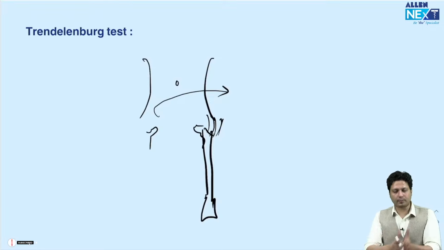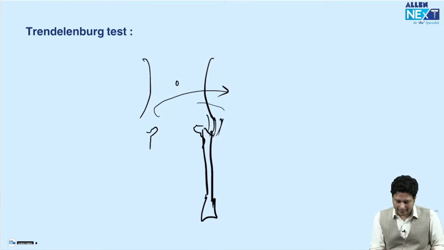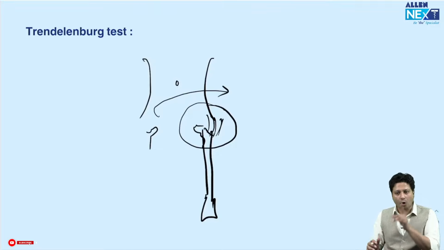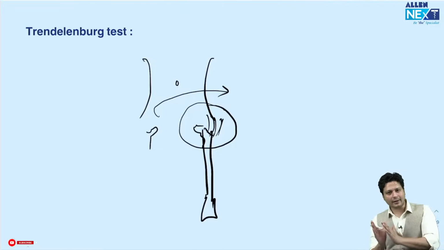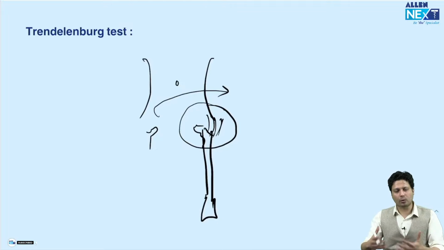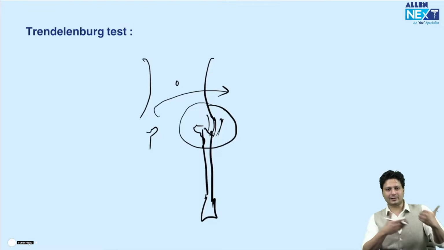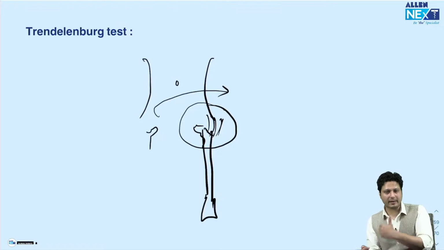Throughout this process, there is an abductor mechanism functional in the weight bearing lower limb, which is trying to pull the other side of the pelvis up to get it inclined towards the weight bearing axis of the limb. Throughout this process, the other side of the pelvis is tilted up towards the body, towards the weight bearing limb.